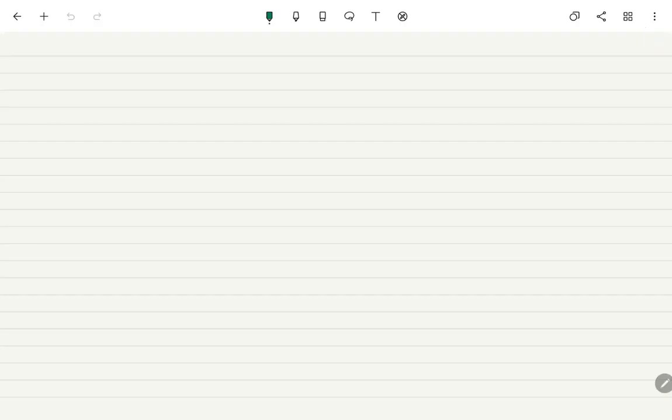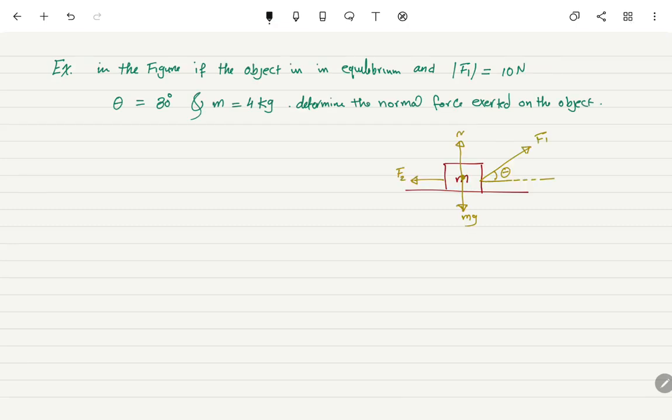Example. In the figure, if the object is in equilibrium and F1 is equal to 10 newtons, theta equal to 30 degrees, and m equal to 4 kilograms, how much is the normal force exerted on this object? Now, in equilibrium, it means the net force equal to 0. The acceleration actually is equal to 0, so the sum of all forces is equal to 0.